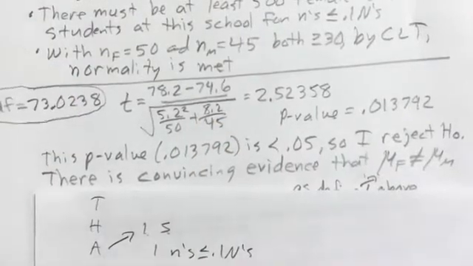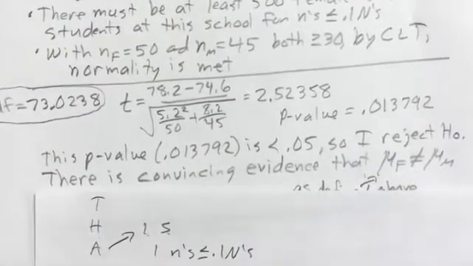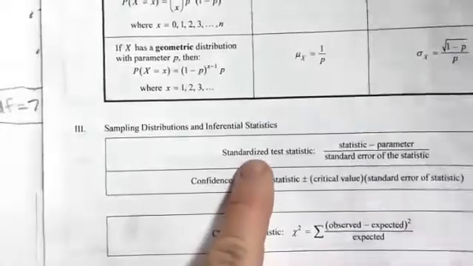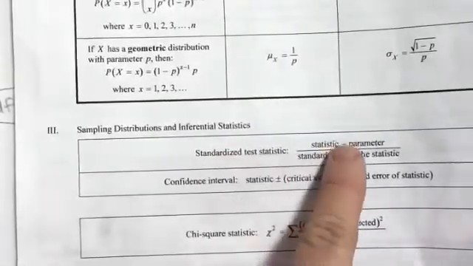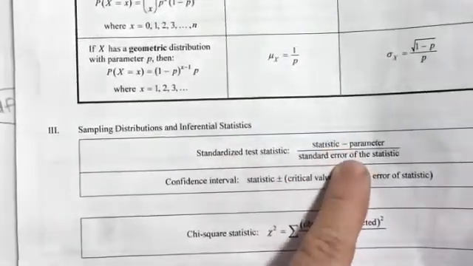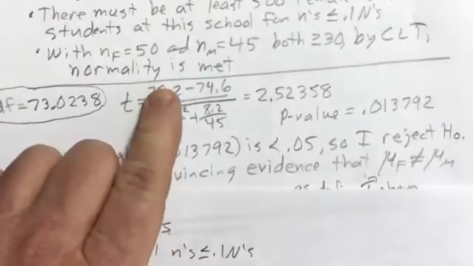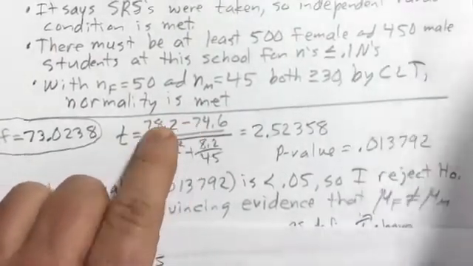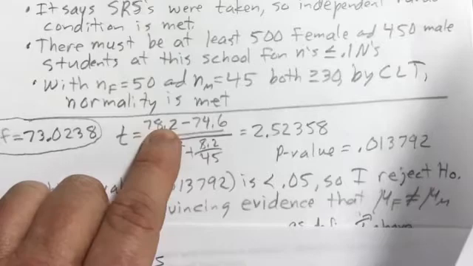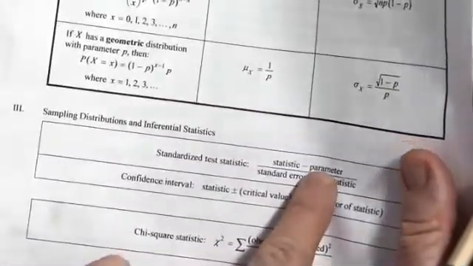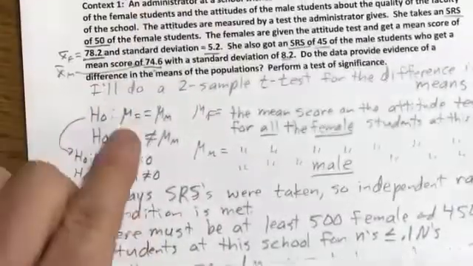All right, so if you didn't have a calculator, or if you're asked to find the formula for a test statistic, remember, every test statistic on your formula sheet is statistic minus parameter over the standard error. Well, our statistic here, we got two of them, and it's the difference in two. So our statistic is 78.2 minus 74.2. Okay, so what's our parameter? Well, we got two of them, and that's mu sub f and mu sub m.